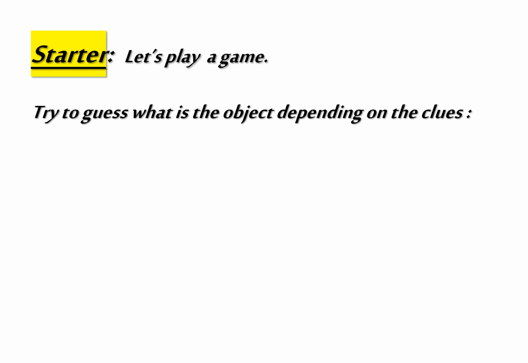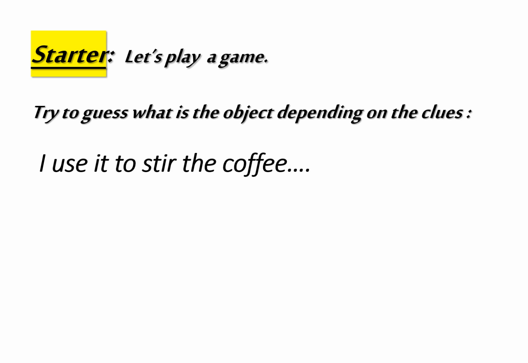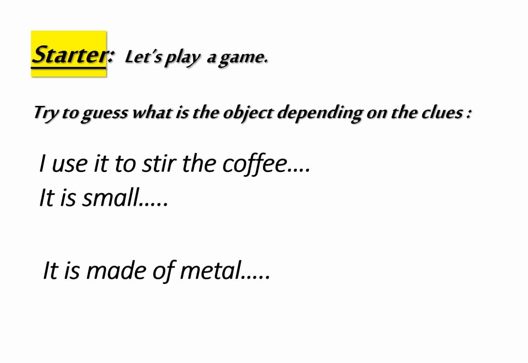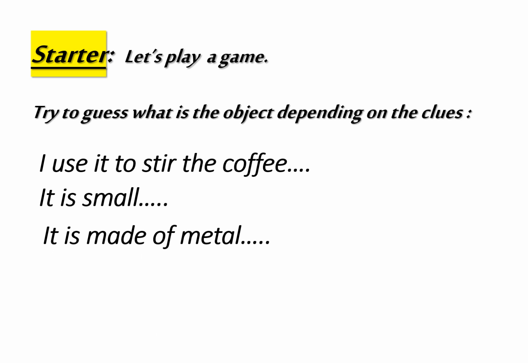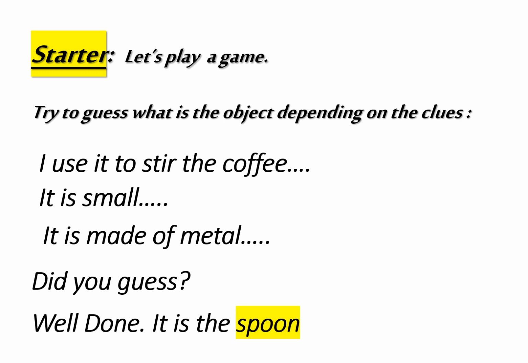Let's start our lesson for today with a game. Try to guess what is the object depending on the clues. I use it to stir the coffee. It is small. It is made of metal. Did you guess? Okay, well done. It is the spoon.